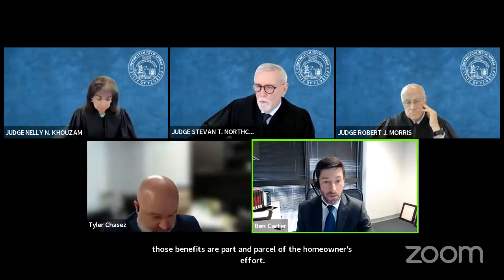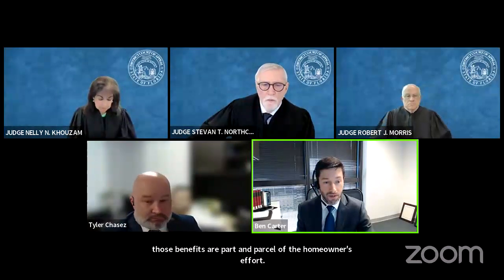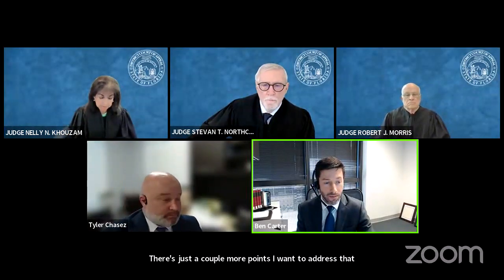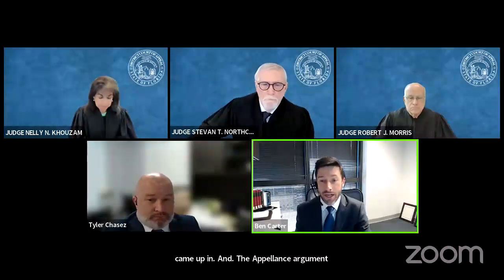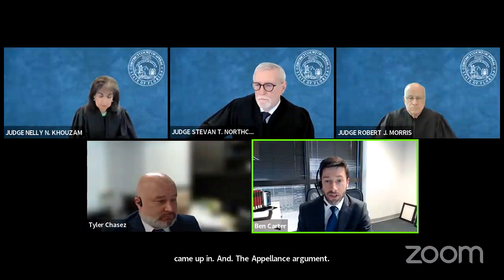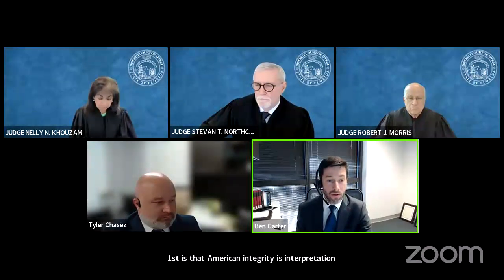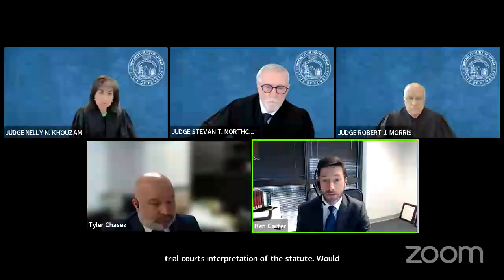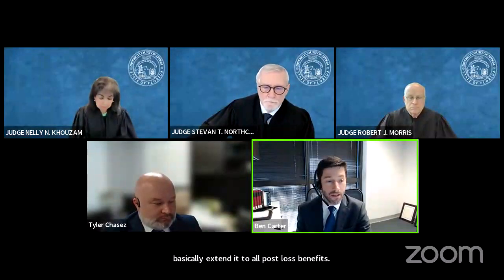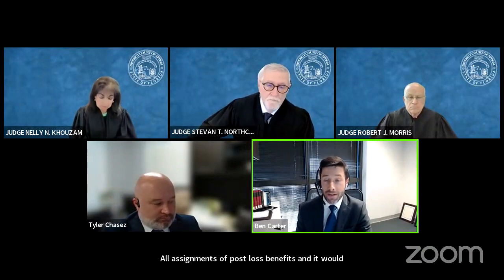So there's just a couple more points I want to address that came up in the appellant's argument. First is that American Integrity's interpretation and the trial court's interpretation of the statute would basically extend it to all post-loss benefits, all assignments of post-loss benefits, and it would become a one-step analysis. That's simply not the case.